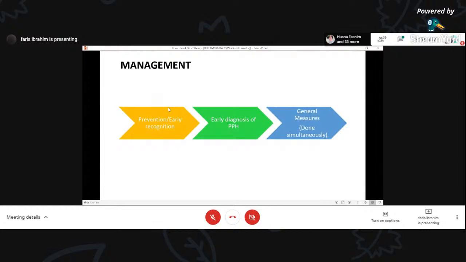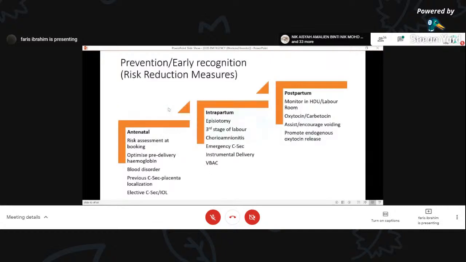Okay, so kita start dengan management dulu. Nanti kita akan go through sikit investigation. Management, first of all, is prevention ataupun early recognition. Sama juga tadi, general measures. You need to know the risk factors, and then you need to early diagnose PPH. Okay. Then general measures. So semua ni maksudnya you buat sekali. Okay. And then ni prevention.